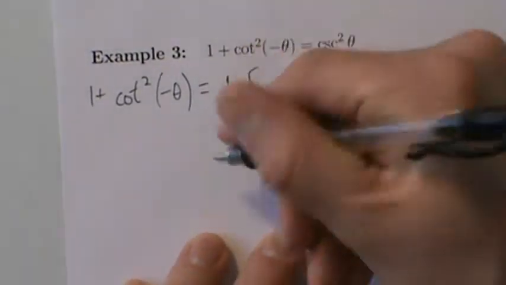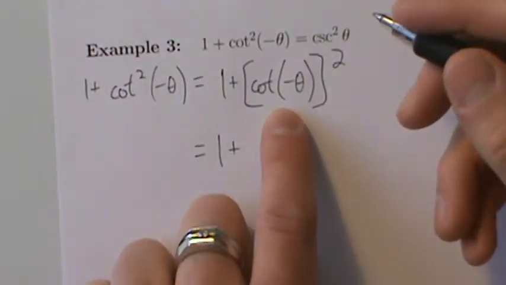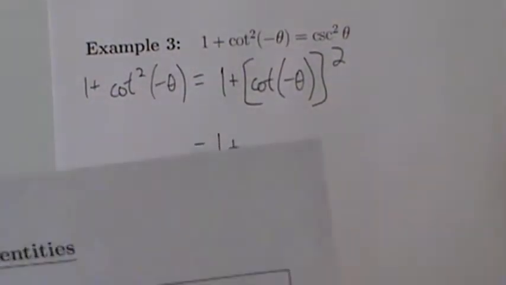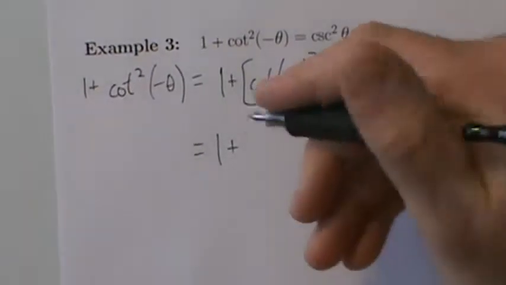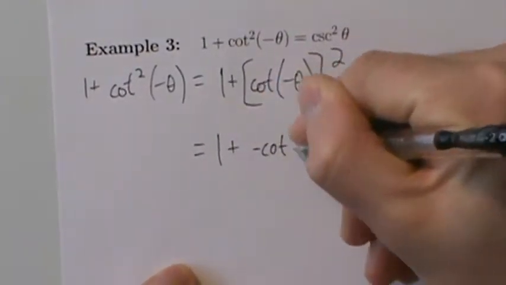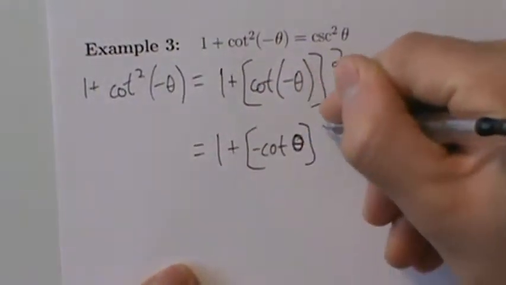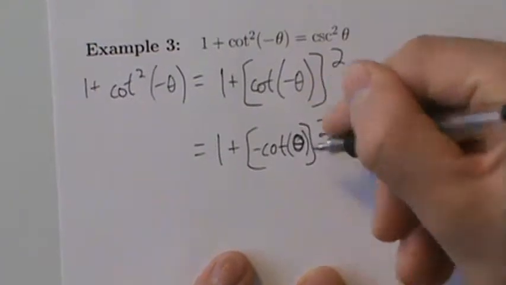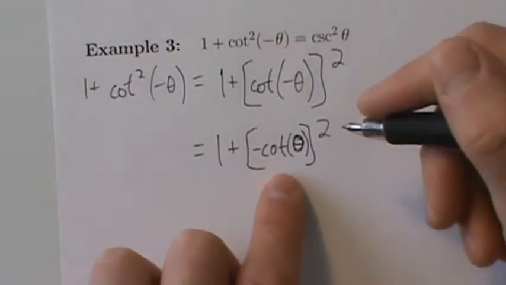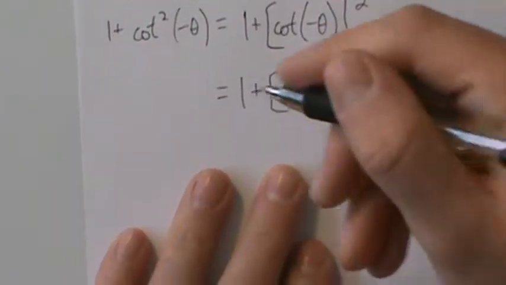Okay, so now this equals 1 plus, now we have cotangent of negative theta. And cotangent of negative theta is negative cotangent of theta. So this is negative cotangent of theta. And then we still have this whole thing being squared. Okay, so that's good. Now we got the minus sign out of here because cotangent is an odd function, so we can do that like that with no problem. That's great.